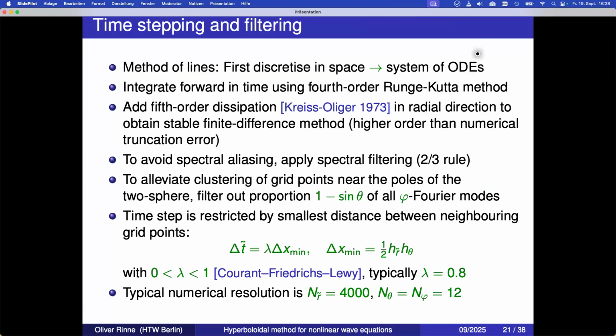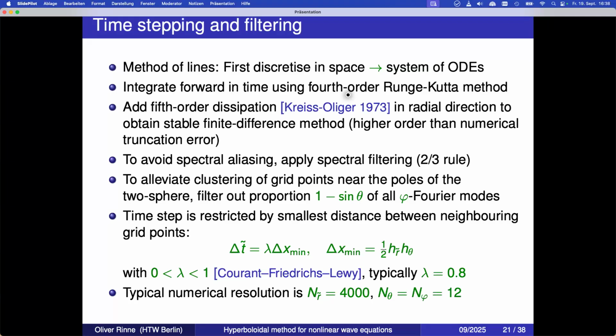Right, so then how do we go about integrating this equation forward in time? I use the framework of the method of lines, which means I first discretize in space. Then I get a large system of ODEs, one for each grid point, which I can then integrate forward in time using a standard Runge-Kutta method. I use the fourth order Runge-Kutta method.